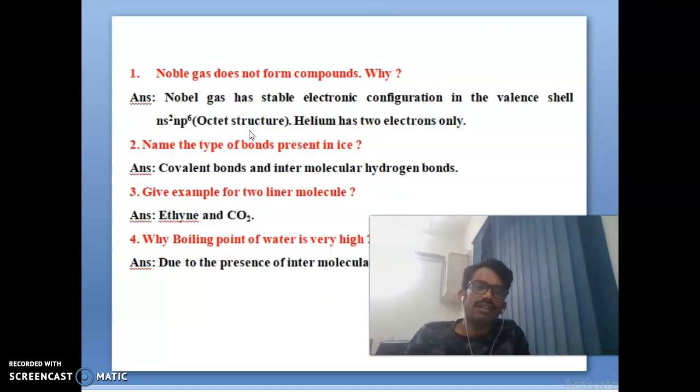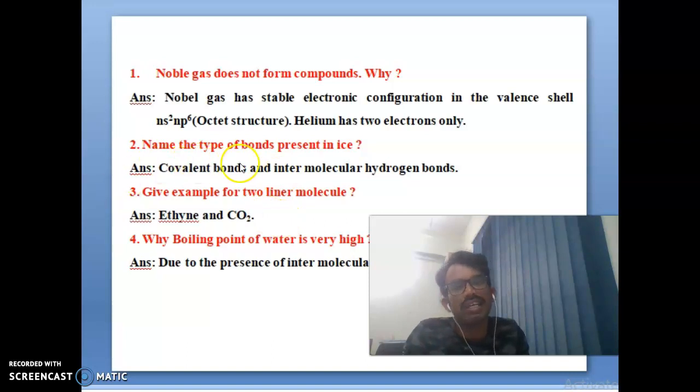A few of the 2 marks questions they generally ask in competitive exams like MHT CET, IIT, JEE Mains exams. Noble gas does not form compounds, and why? This is a very common question. Noble gases have a stable electronic configuration in the valence shell, ns2 np6. Why? Because it is an octet structure. Helium has 2 electrons. So that's why noble gases do not form compounds.